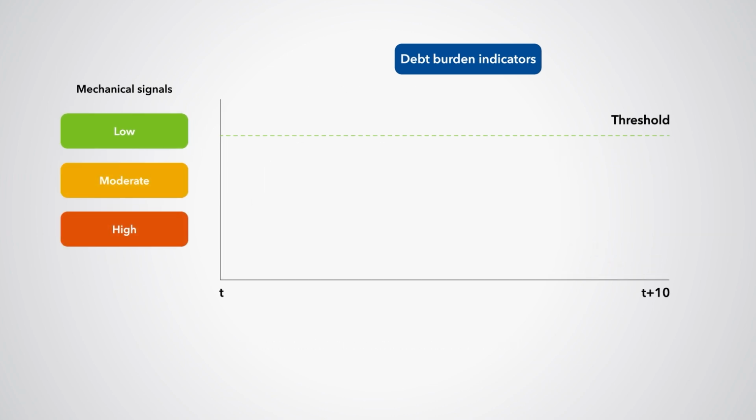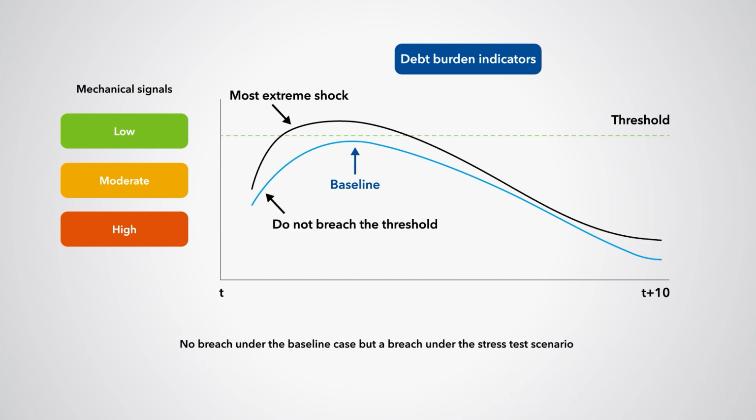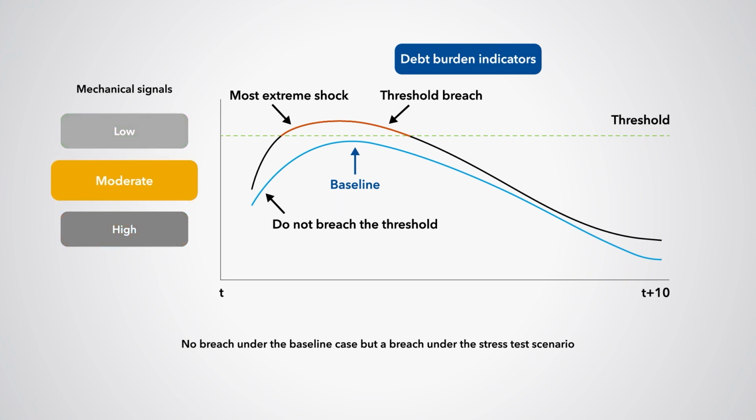In the second case, projected values for the debt burden indicator do not breach the corresponding threshold in the baseline scenario, but they breach the threshold for the most extreme shock scenario. In this case, this debt burden indicator signals some risk of future debt stress.